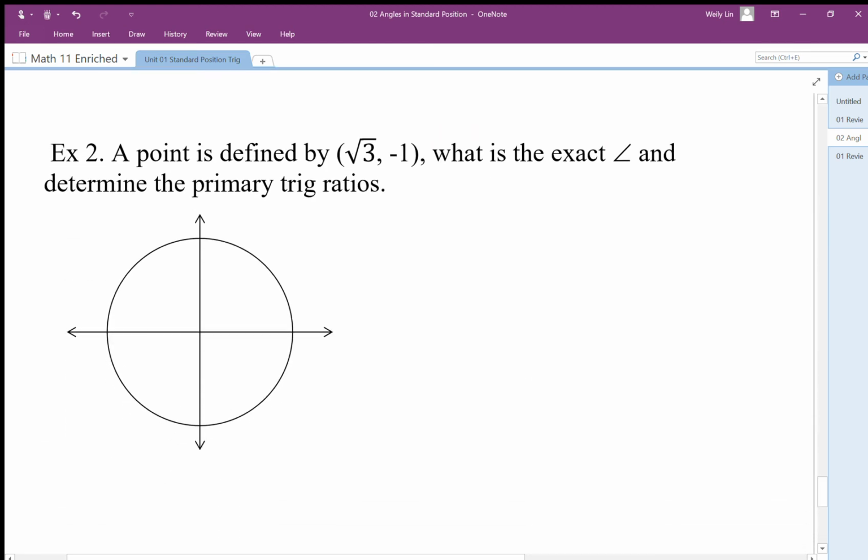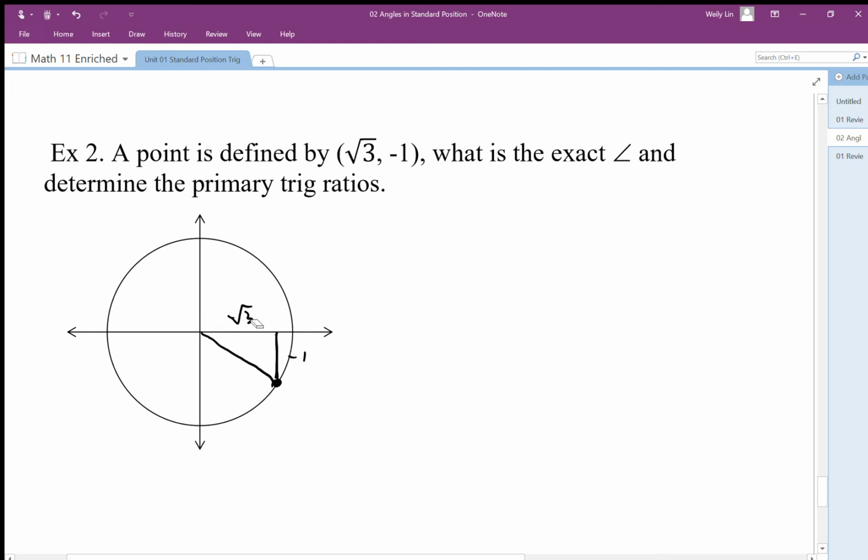So here we have a point defined by √3 and -1. So √3/-1 is right about here, and defines that position right here. Now I could use my tan ratio to work out the angle. However, these are exact ratios.